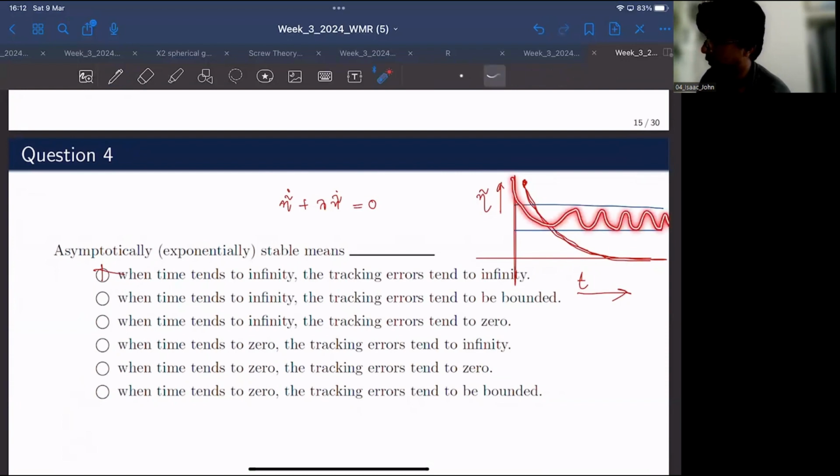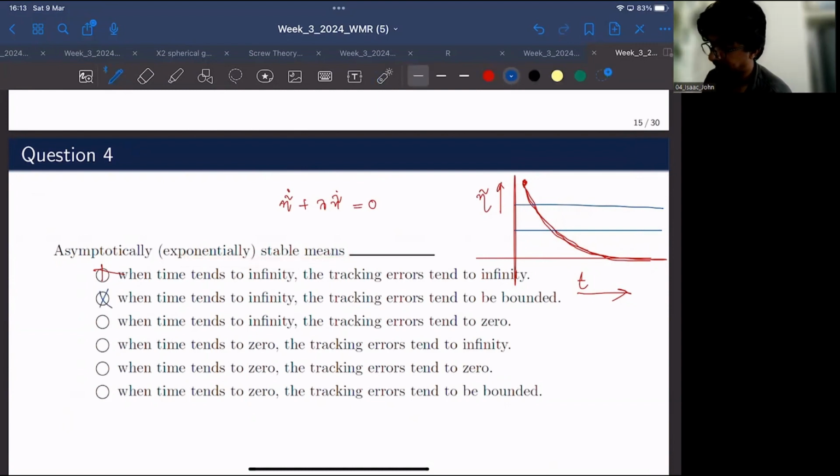It could be oscillating or constantly varying within these bounds, or the oscillation amplitude could decrease and eventually it will be like this. But still, that does not fit with the definition of asymptotic stability. The error is still not going to zero, so that makes it false as well.